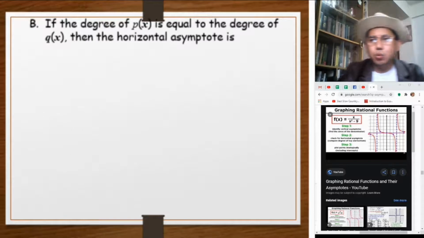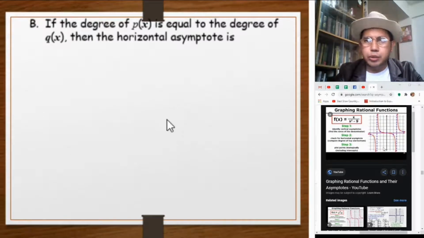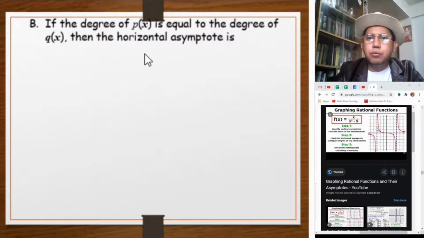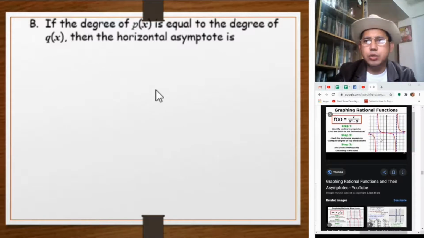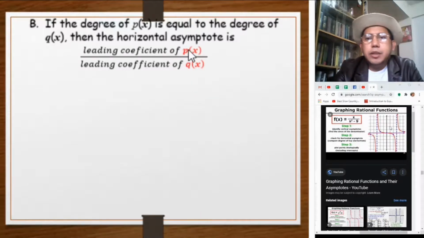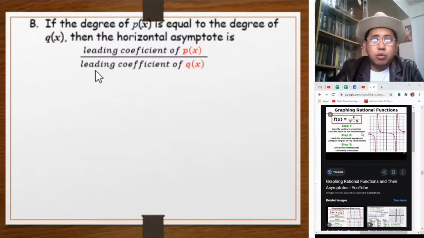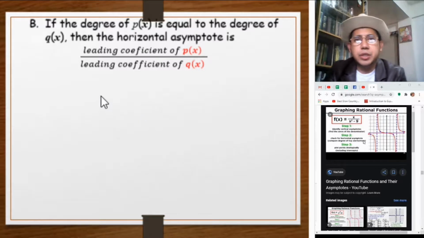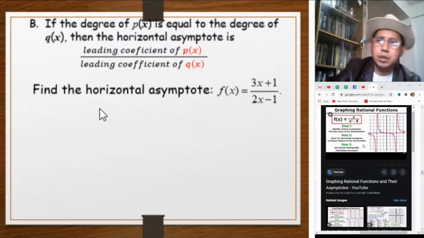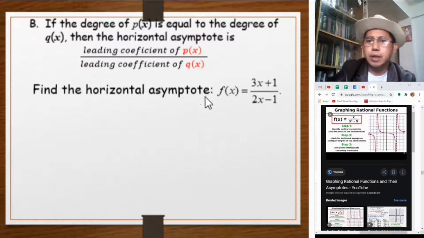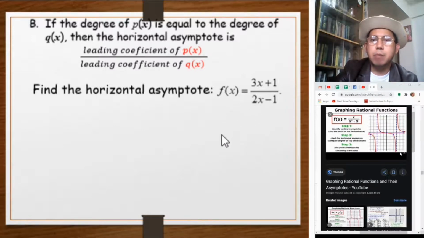The next rule in the horizontal asymptote says, if the degree of p of x is equal to the degree of q of x, the horizontal asymptote is the leading coefficient of p of x over the leading coefficient of q of x. Now, for us to understand this rule, let's consider this problem. Find the horizontal asymptote of f of x, which is equated to 3x plus 1 over 2x minus 1.